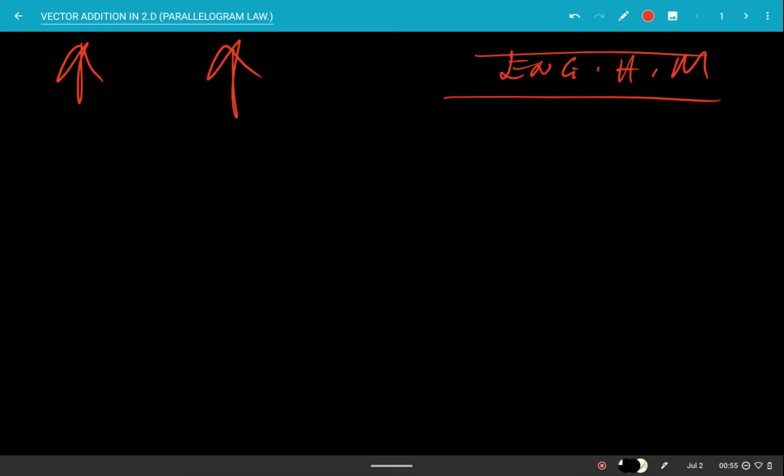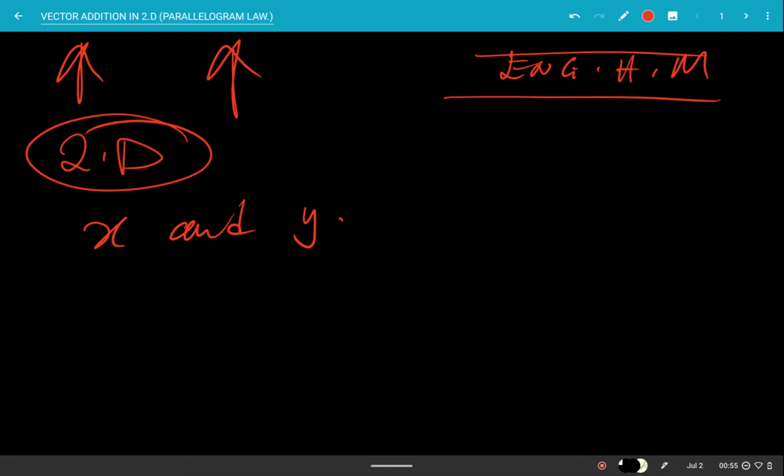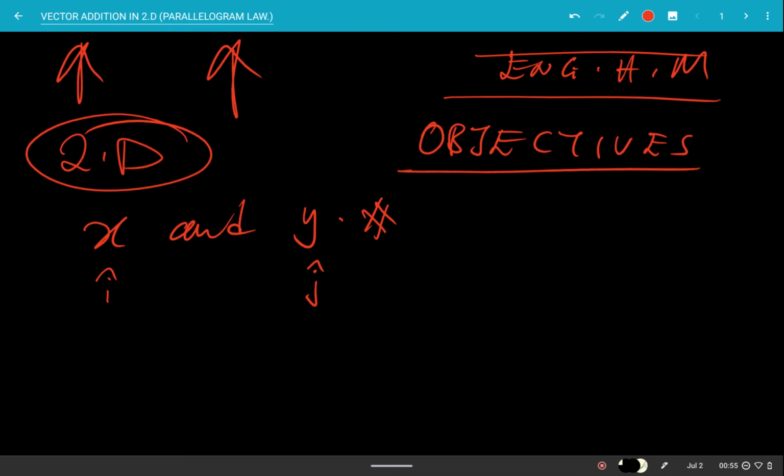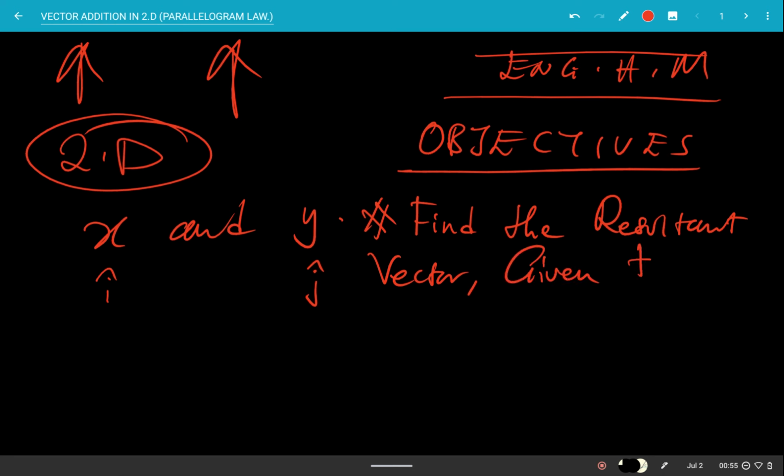So since we're applying the parallelogram law and it's in 2D, remember we're only using the x and the y-axis, as other people term them to be the i and the j. Alright, so we have several objectives under the parallelogram law. But our first objective is simply to learn how to find the resultant vector given two vectors. Alright, let's get to it.